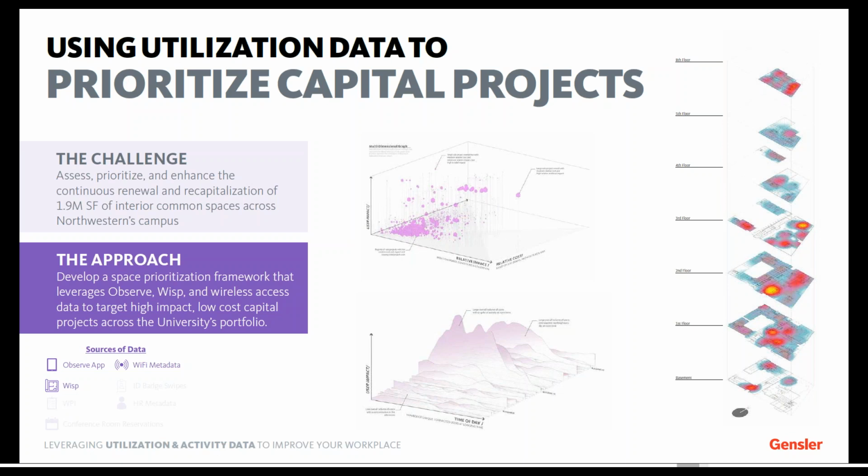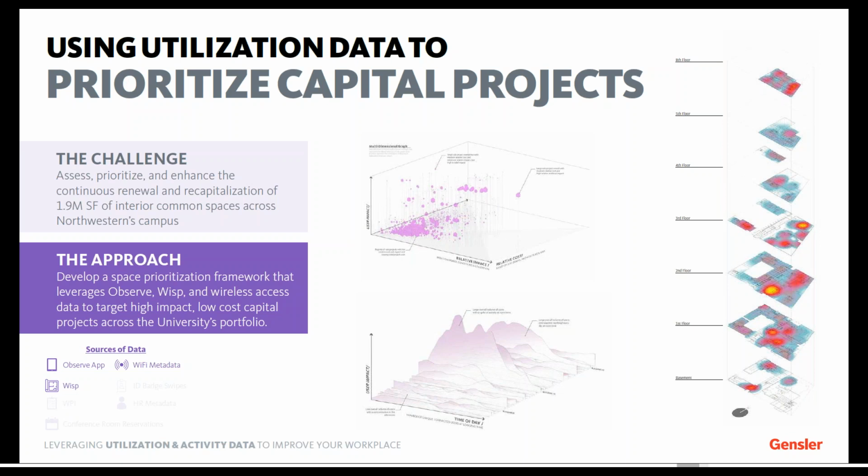How do you prioritize how your money gets spent across a campus or an institution? And so the project as a whole was around prioritizing spaces. So we used the Observe app and Wisp and Wi-Fi metadata in a really meaningful way to help them prioritize which spaces they might want to invest in first.